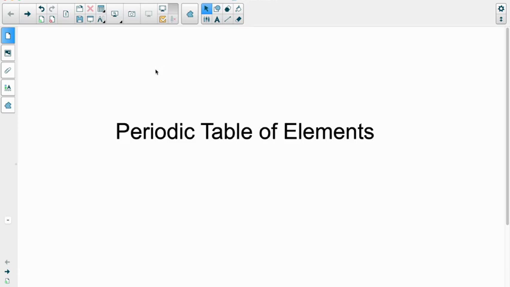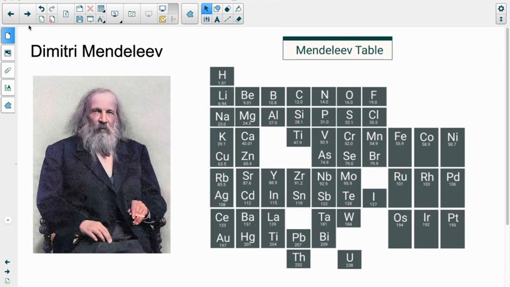Hi, folks. This lesson is on the periodic table of elements. The original periodic table of elements was designed by Dmitry Mendeleev. Around that time, only about 60 elements were discovered, and scientists were in a race to put these in some kind of an order. And Dmitry Mendeleev, as you can see here, put those 60 or so elements in order of increasing atomic mass.